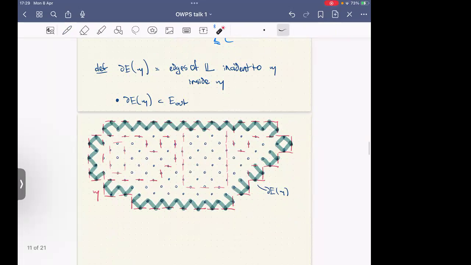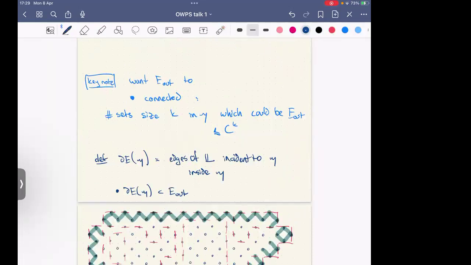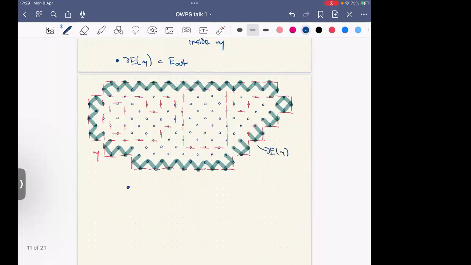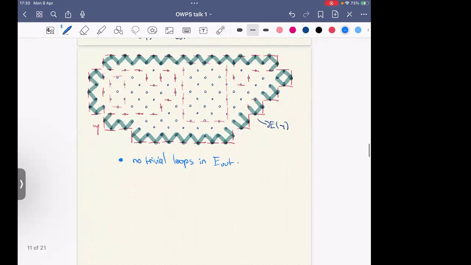so great. But we also want our E out to have a second condition, which is the following. We want there to be no trivial loops in E out. Okay, now this is a bit more subtle. So why is this?